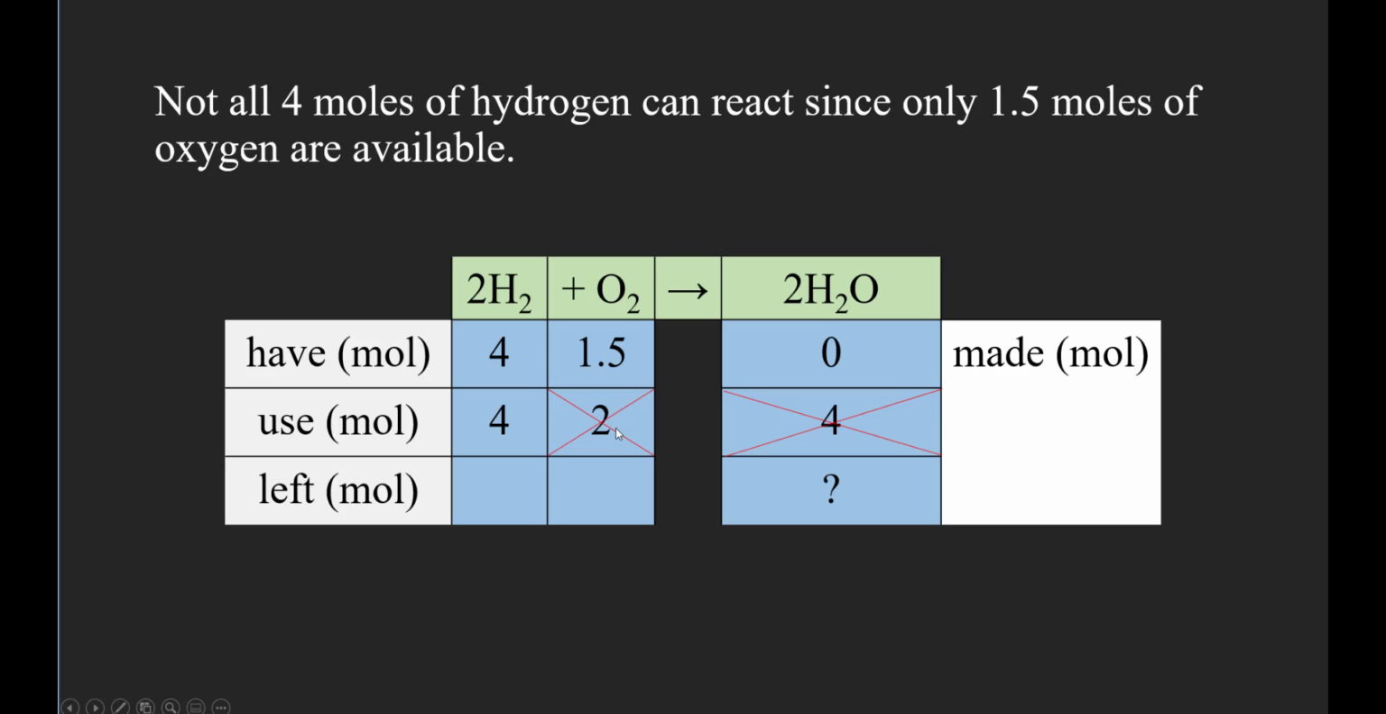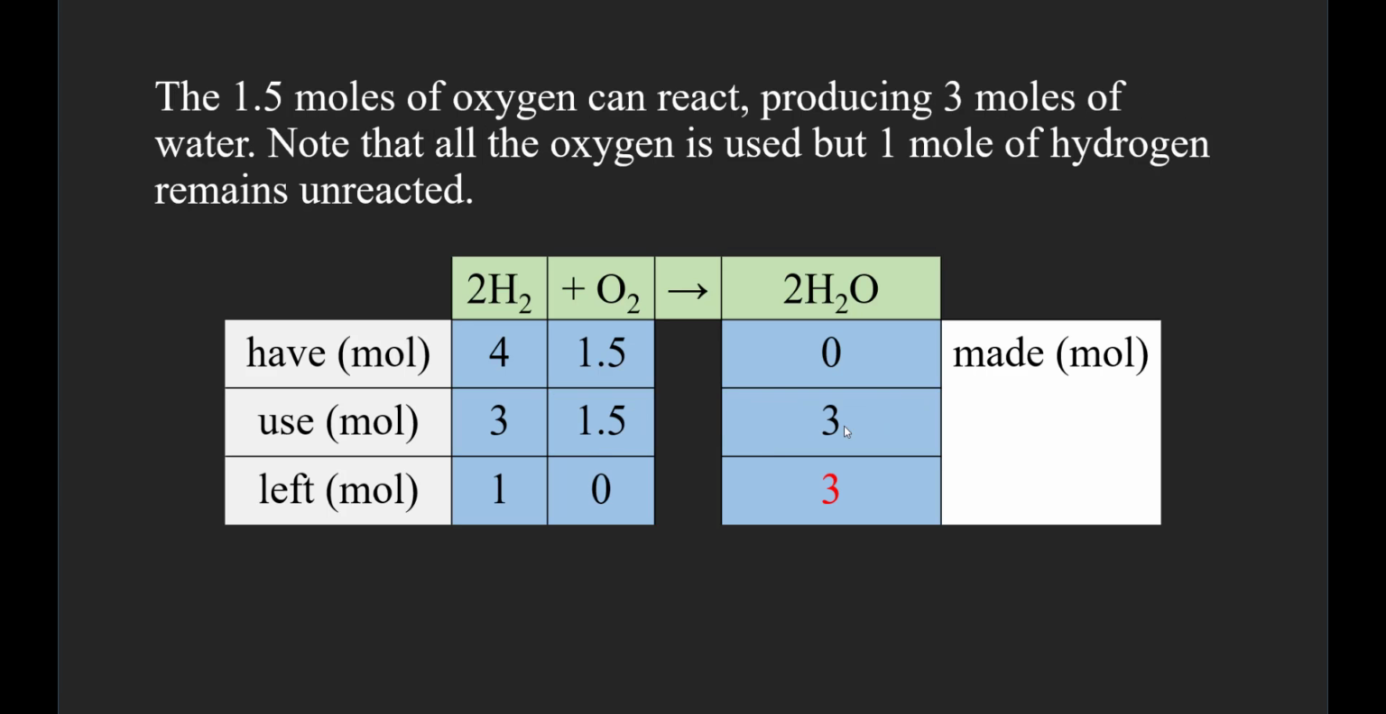Why can't we do it? Because we don't have 2 moles of oxygen. We only have 1.5 moles. So since we cannot react the 4 moles of hydrogen, that means we can react the 1.5 of oxygen. So we backtrack and say, okay, we jumped ahead of ourselves here. We can't actually do this. Therefore, we can do the following.